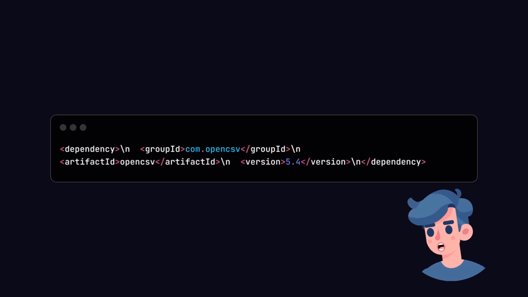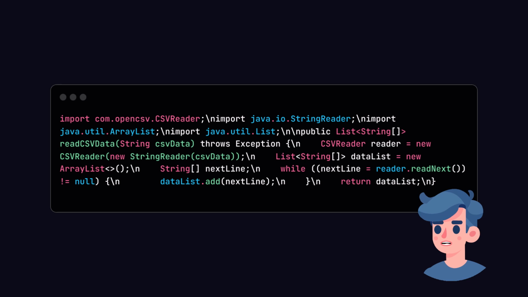Next, let's load the dataset in Java. To read CSV files easily, we can use a library called OpenCSV, which you can add via Maven. Here's how to include it in your pom.xml. Now, let's write a method to parse this CSV and store our data into a list of strings. This will allow us to manipulate the data more easily.